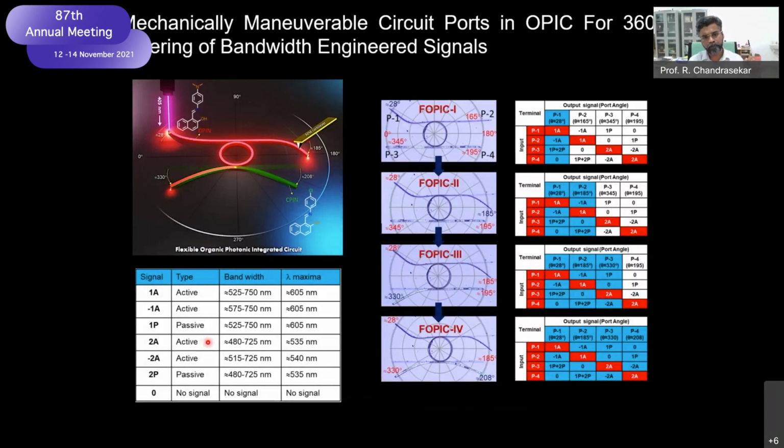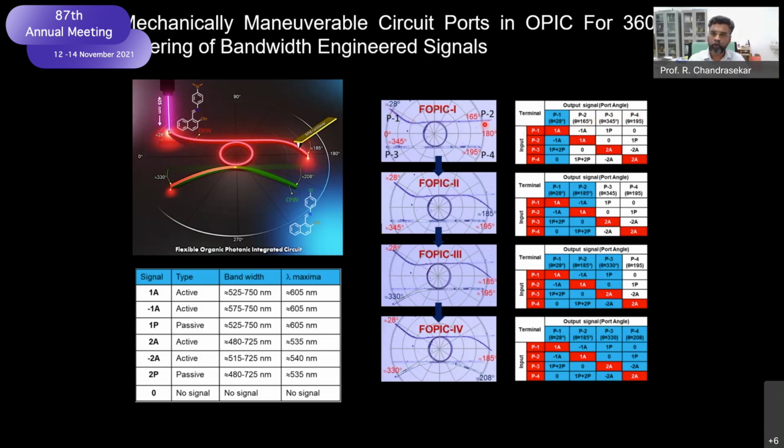What it shows is the light output also can be changed around this substrate at various angles. And what we have done is we have incorporated around 6 signals of different bandwidths. The functions are active and passive type, but the bandwidths are different. If you look here, this is when you excite at port 1, and this is the signal output you are getting at port 2, 3, and 4.